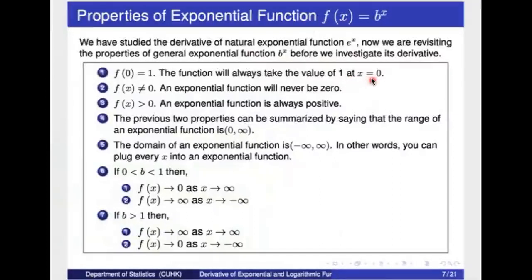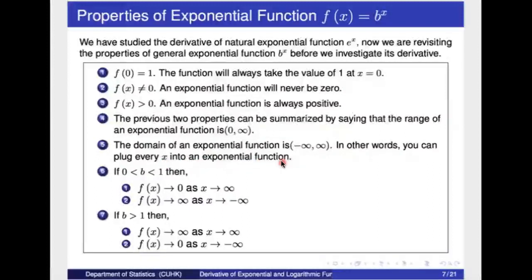f(x) is not equal to 0, meaning an exponential function will never be 0. f(x) is greater than 0, meaning an exponential function is always positive. The previous two properties can be summarized by saying that the range of an exponential function is (0, infinity). The domain of an exponential function is (negative infinity, infinity). In other words, you can plug every x into an exponential function.